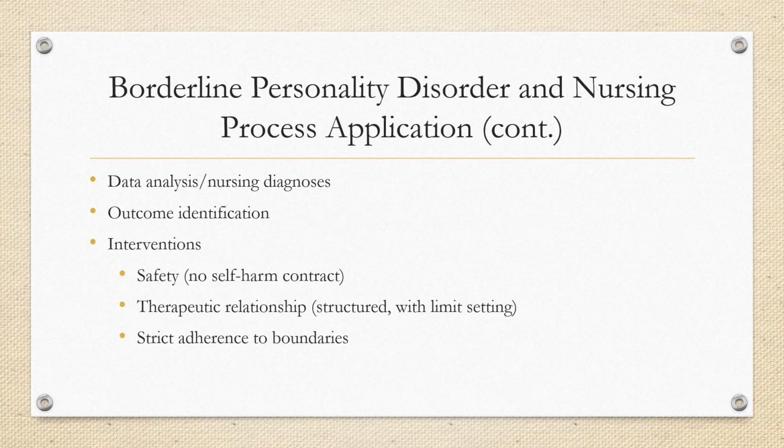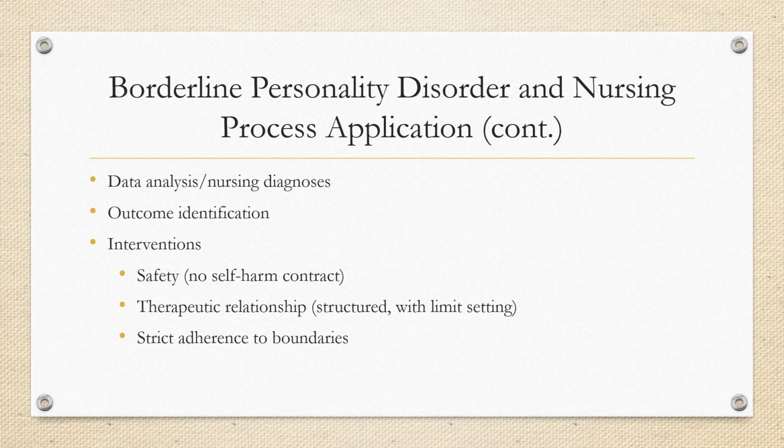Nursing diagnoses can include risk for suicide, risk for self-mutilation, ineffective coping, and social isolation. Outcomes can include the patient will demonstrate increased control of impulsive behaviors, the patient will demonstrate problem-solving skills, or the patient will be free from significant injury. Interventions include promoting safety, establishing boundaries in relationships, and developing a therapeutic relationship with the patient.